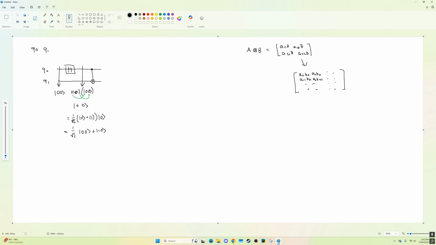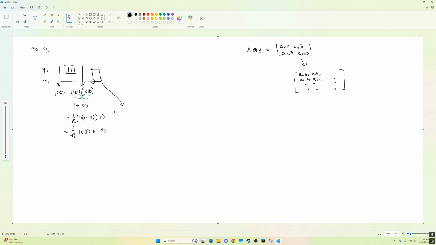And sorry, I might have said Q1, Q0 earlier, but this is Q0, Q1, because Hadamard is applied to the first qubit, which is Q0 right here. So you have to be consistent with that. Next, the state at this step after applying the C naught.